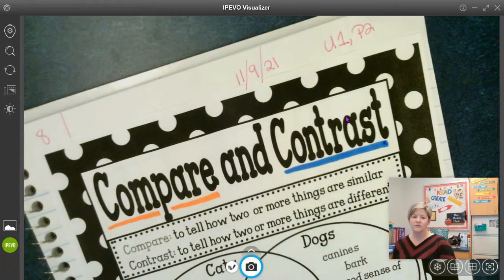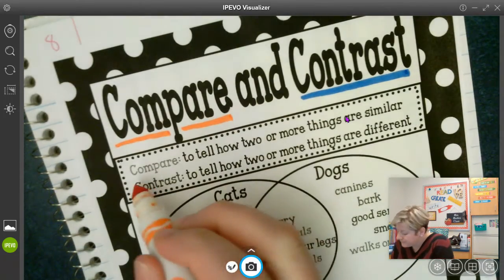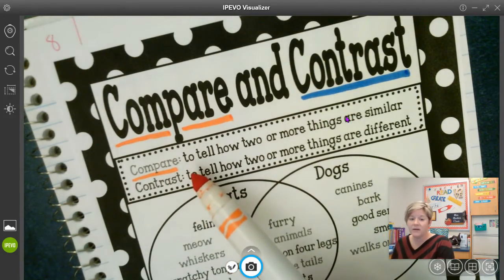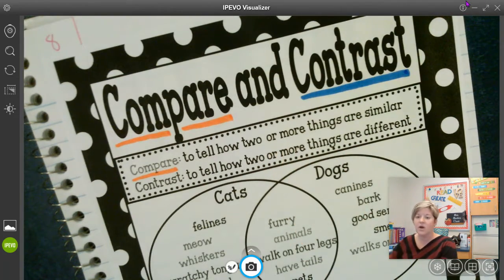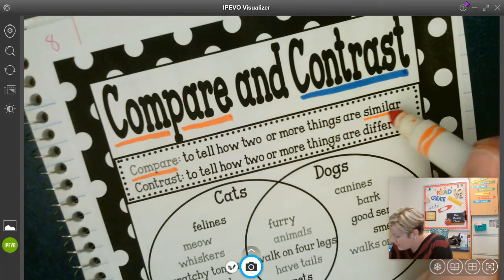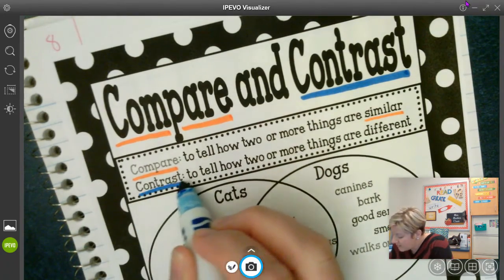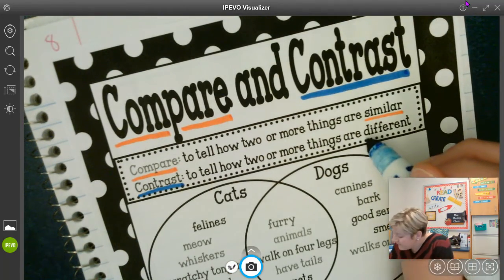Now, before we learn how to compare and contrast, it's important that we know what the two words mean. So let's jump down here and let's start off with the word compare. So compare means to tell how two or more things are similar, or how are they the same? Okay, so when we're comparing something, we're looking at how things are the same. When we contrast, however, that's how we tell two or more things are different.